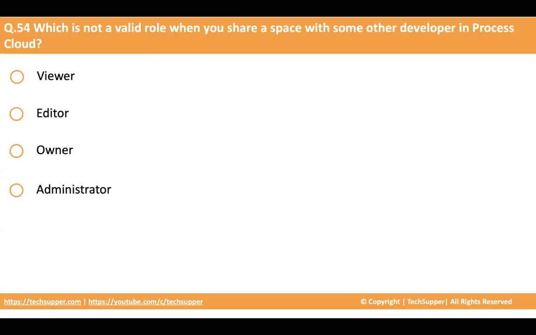So the correct answer is administrator. So you can provide a viewer role, editor role, owner role, but administrator is not a role which you can share. So you can again go to Process Cloud, go to the spaces and try to share, and you will see the valid roles available. Now let's get into the next question.